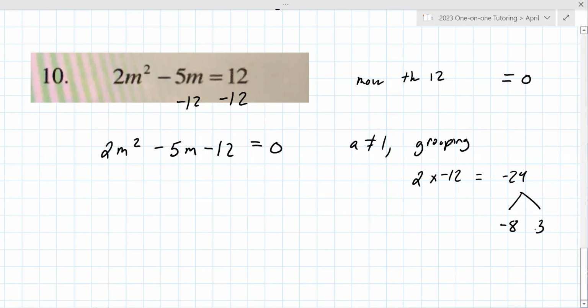Okay, very good. Which do you pair with the 2m squared? You're going to pair minus 8m or 3m? -8. Minus 8m plus 3m minus 12 equals 0. From here, you're going to do the whole grouping thing. I'd like you to work it out from here and see if you have any questions. All right.